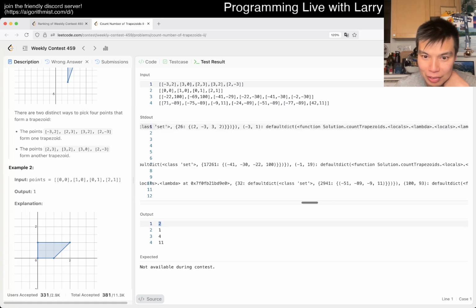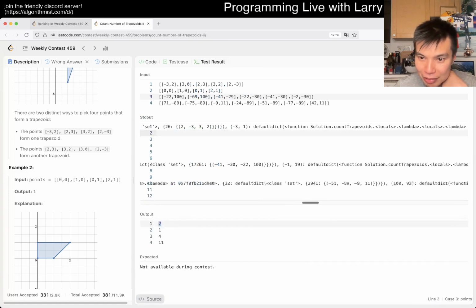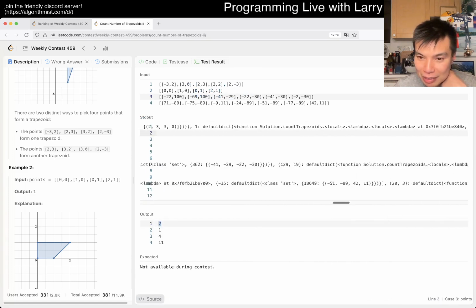How do I make this lower? I don't know. Where's my code? It's very weird. Okay, fine. Still don't know how to make this lower. I don't know what happened here.